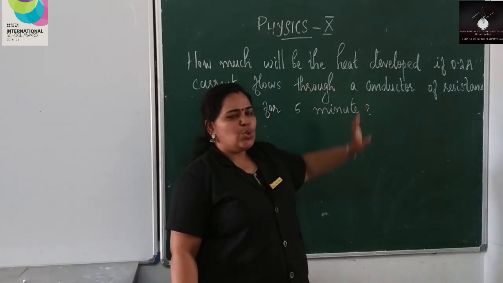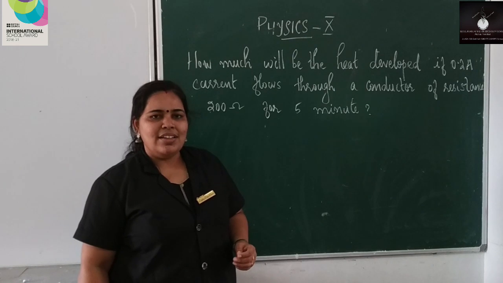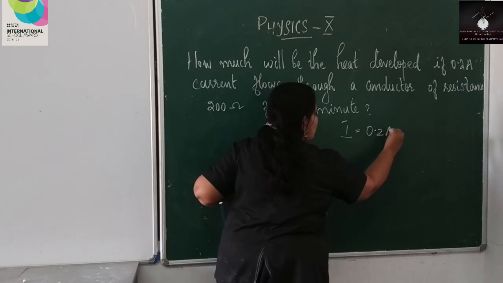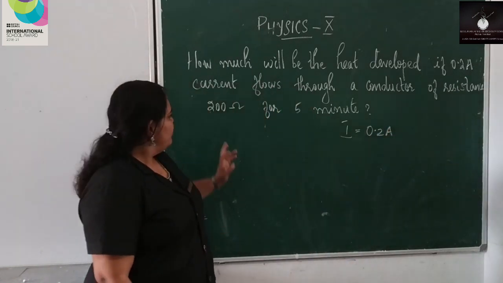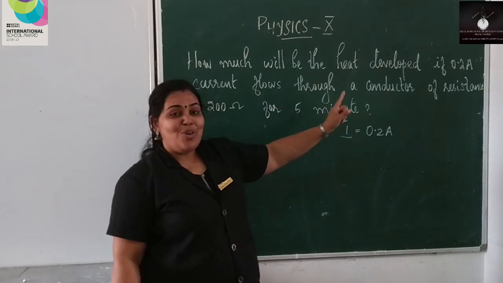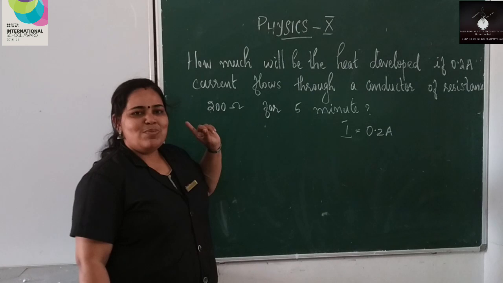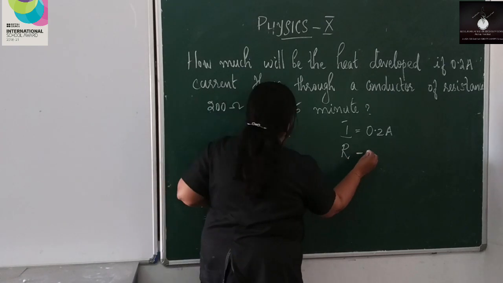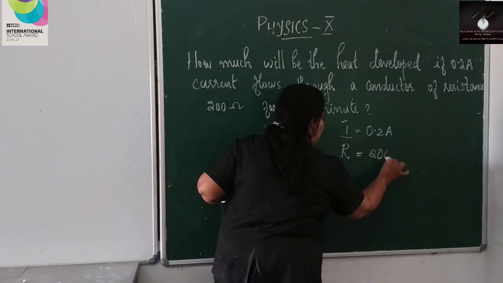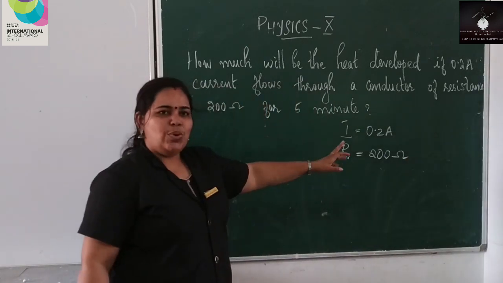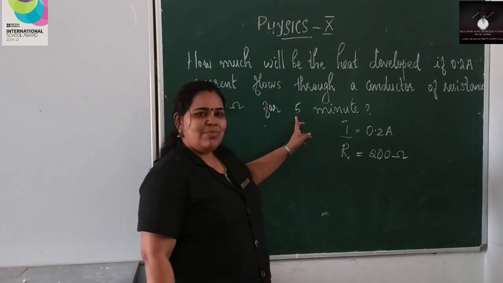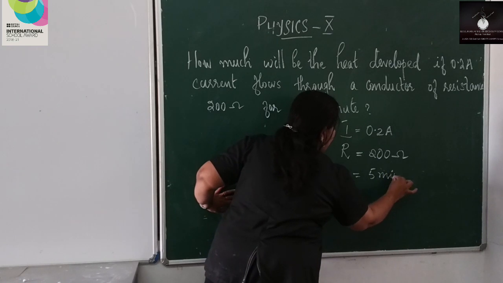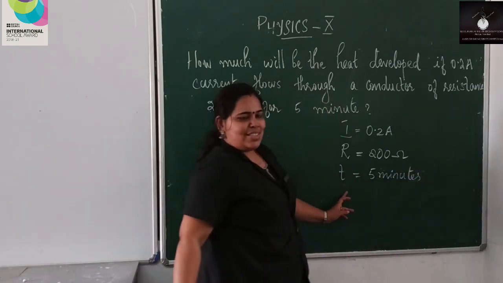Yes, 0.2 ampere. What is 0.2 ampere? It is the electric current. I is equal to 0.2 ampere. Then what is given? Current flows through a conductor of resistance 200 ohm. So what is that? Resistance. Resistance is denoted by the letter R. R is equal to 200 ohm. And look at the time. What is time? 5 minutes. Time is equal to 5 minutes.